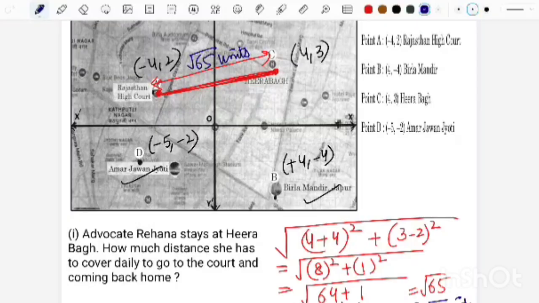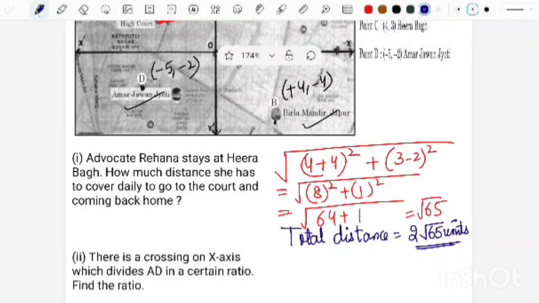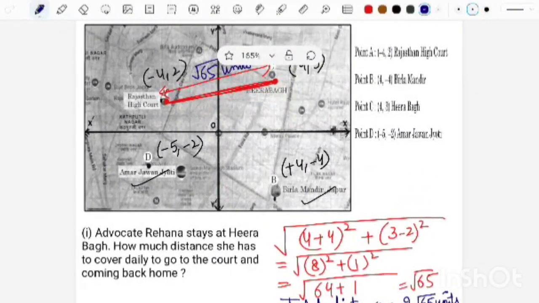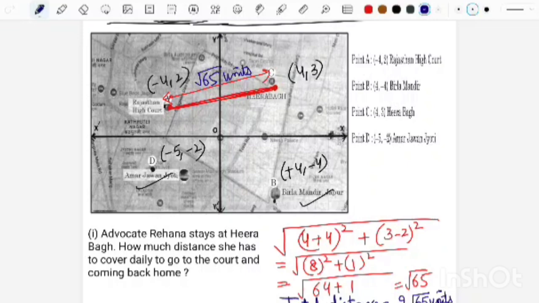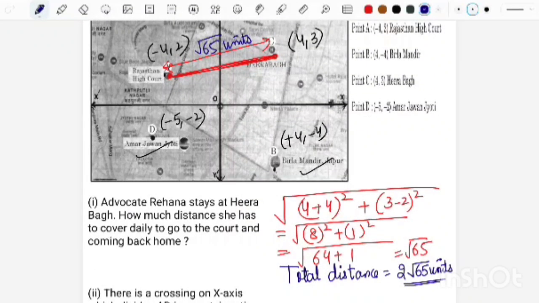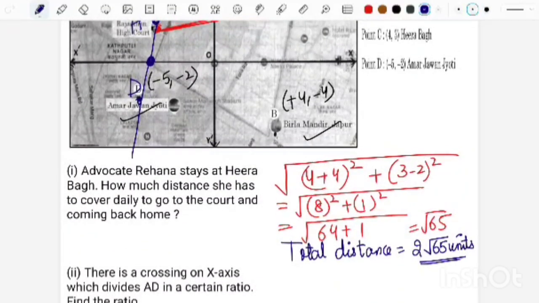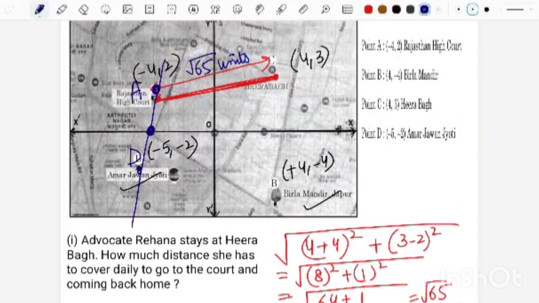Okay, done. Next, there is a crossing on the y-axis which divides AD in a certain ratio. This is point A and this is point D. It cuts the axis here, right? Crossing on the axis. We have to find the ratio.